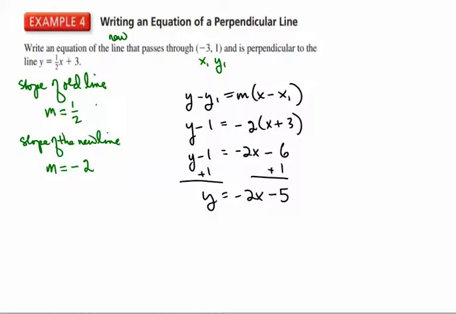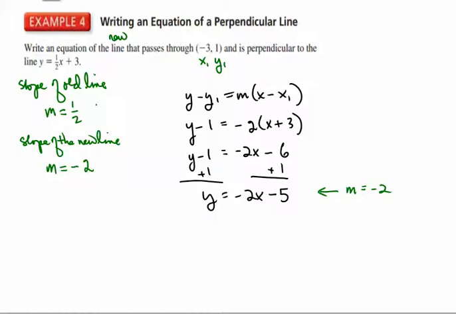Now, we can tell just by looking at our slope that the new slope is an opposite sign and reciprocal of the original slope. So we know that our line is going to be perpendicular to the original line. Then how do we know for sure that it also passes through the point -3, 1?